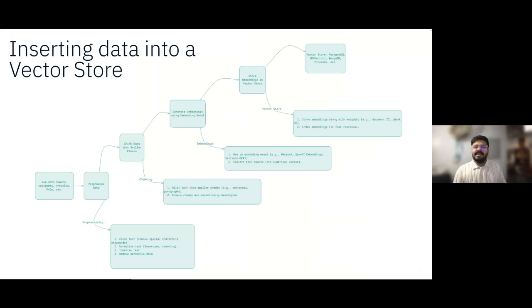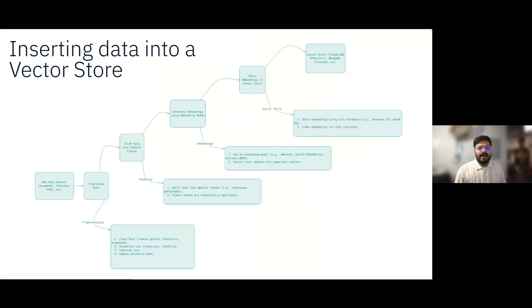So how do we ingest data into a vector store? We start off with the raw data. It can be documents, articles, JSON messages, FAQs, etc. It starts off with pre-processing. It pre-processes by cleaning the data, removing unwanted characters and stop words, the normal pre-processing where we normalize the data, tokenize the text, remove sensitive data, all those things. Then comes the chunking part. We split the text into multiple smaller chunks, ensuring the chunks are meaningful, right?